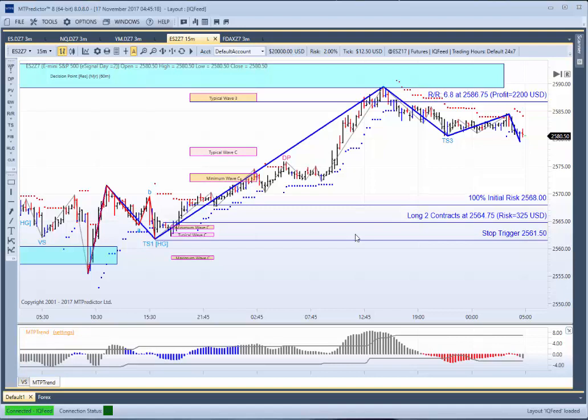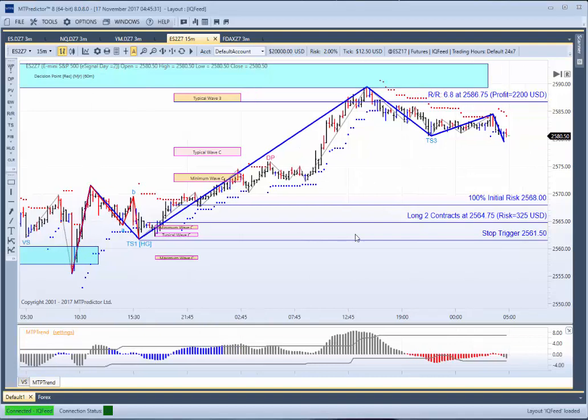As you can see, this would have actually caught the low beautifully with our larger degree DP. Initial move up, initial correction down that unfolds into an ABC, a perfect wave 2 low. The target is then the typical wave 3 WPT, which goes all the way up to there, which caught the high nicely, and the result was a lovely profit of 6.8R, or 6.8 times greater than initial risk. This was a perfect example of the MTPredictor Holy Grail trade setup that's literally just been unfolding on the 15-minute ES.